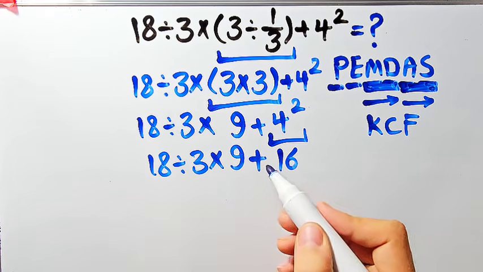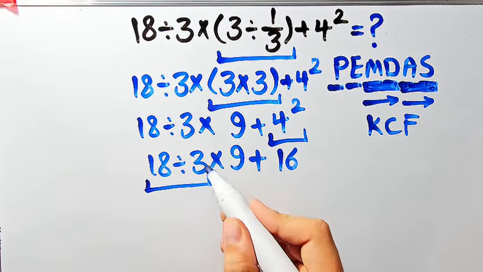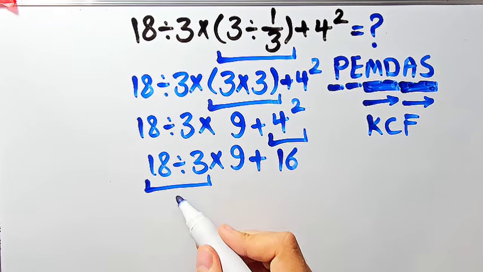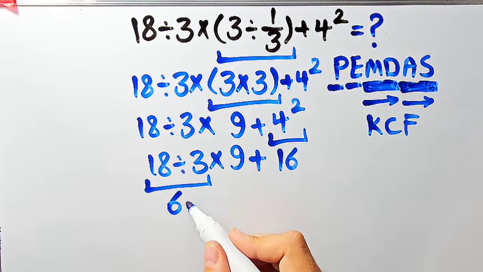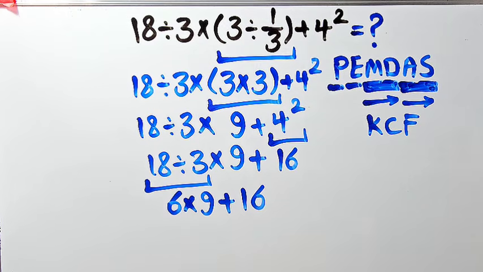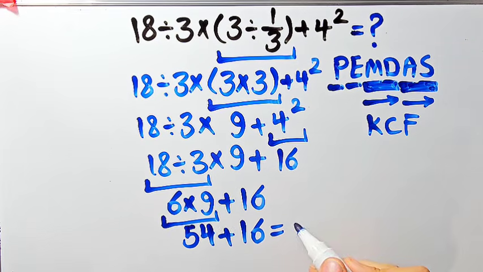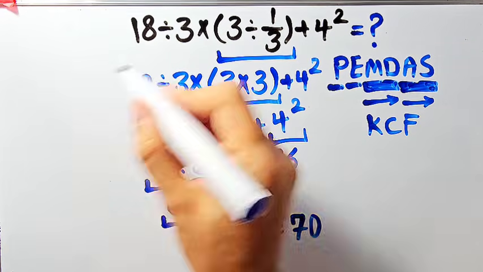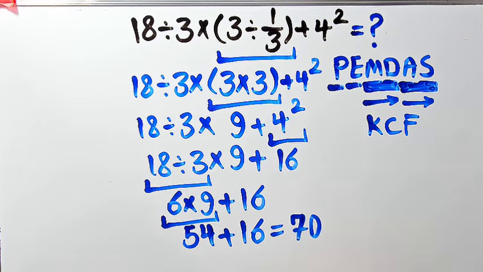We have division, multiplication and addition. First we simplify this division. 18 divided by 3 equals 6. Now we have 6 times 9, then plus 16. We have multiplication and addition. First we simplify this multiplication. 6 times 9 equals 54. Now we have 54 plus 16. 54 plus 16 equals 70. The final answer of this question equals 70.